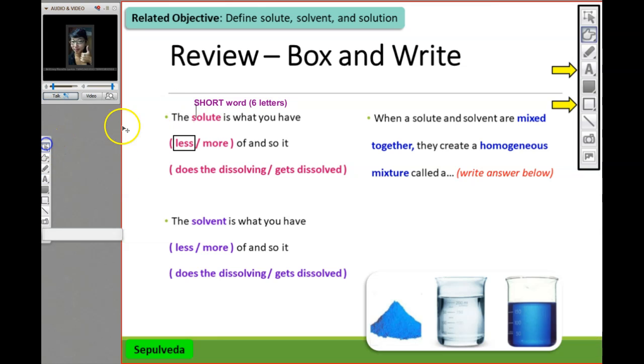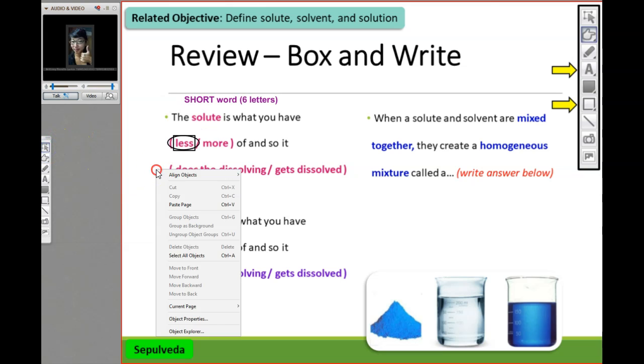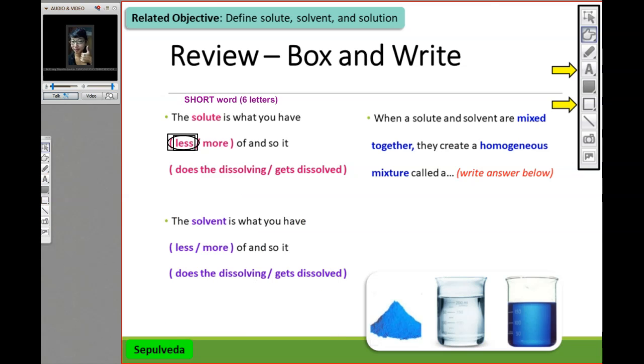Go ahead and circle up on the board. Is it what we have less or more of? And therefore, is it what does the dissolving or what gets dissolved? Thank you. I see Annette, Ryan working. I see Christine working. Get your answers up there. Thank you. I see Amy on the board. Also want to hear from Anne Marie. Thank you. I see Annette on the board. I see Natalie working, Ayla working.